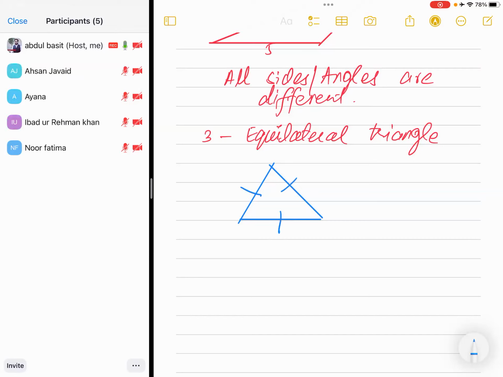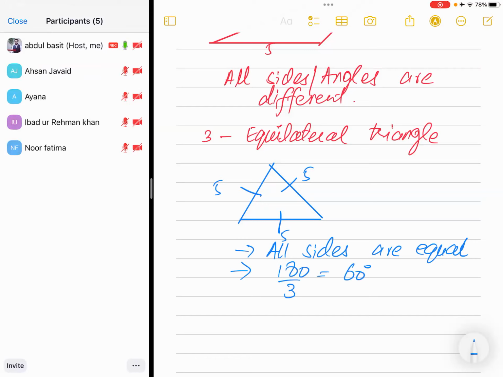Equilateral triangle is a type of triangle in which all sides are equal. So all sides are equal. The total angle of the triangle is 180, right? So 180 divided by 3 is 60 degrees. This means that every angle in an equilateral triangle is 60 degrees. Easy?